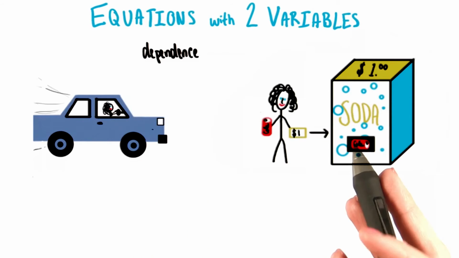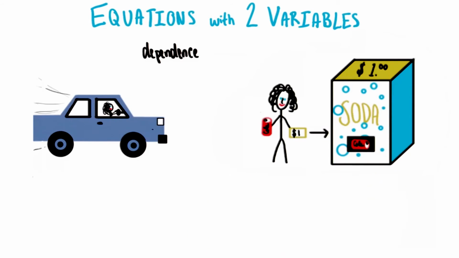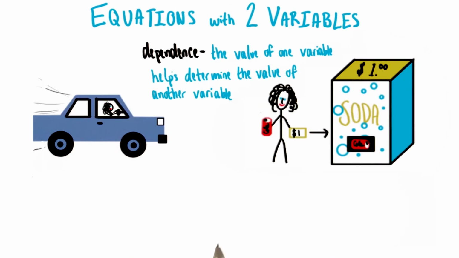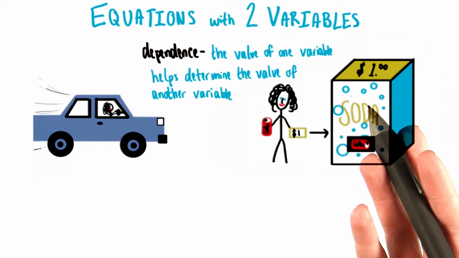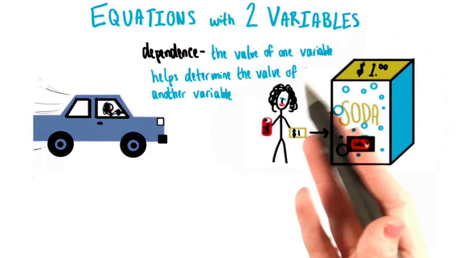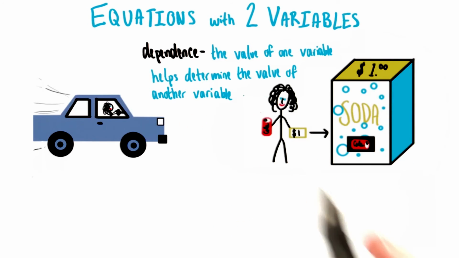In both of these cases, the value of one variable helped determine the value of another variable. So one way that we could describe what dependence means, in the case of algebra at least, is that in an equation that involves dependence, the value of one of the variables helps determine the value of another variable.